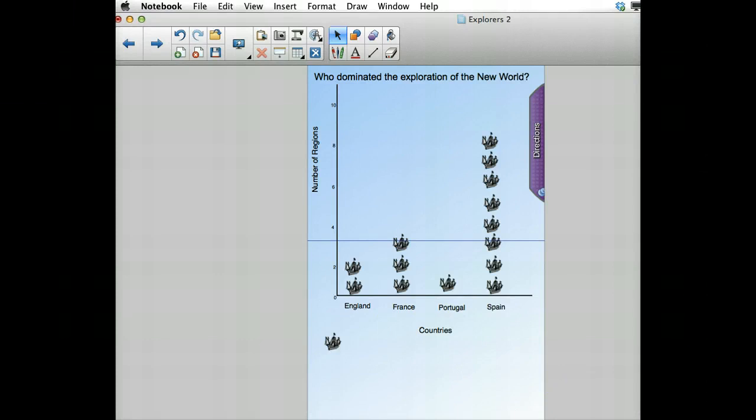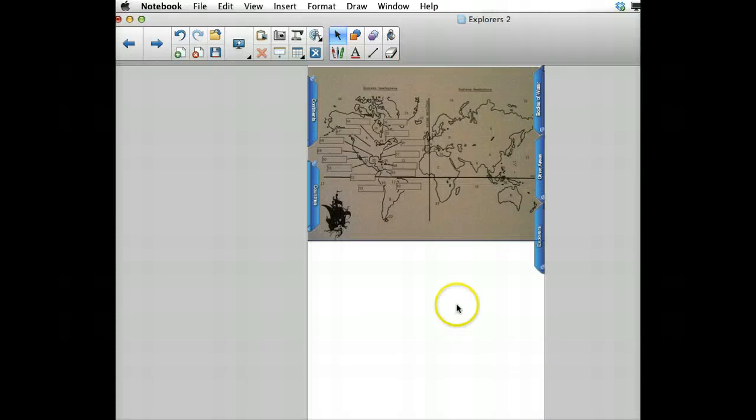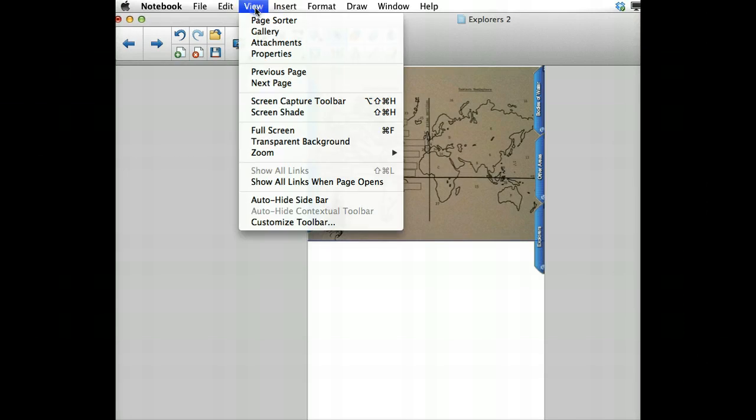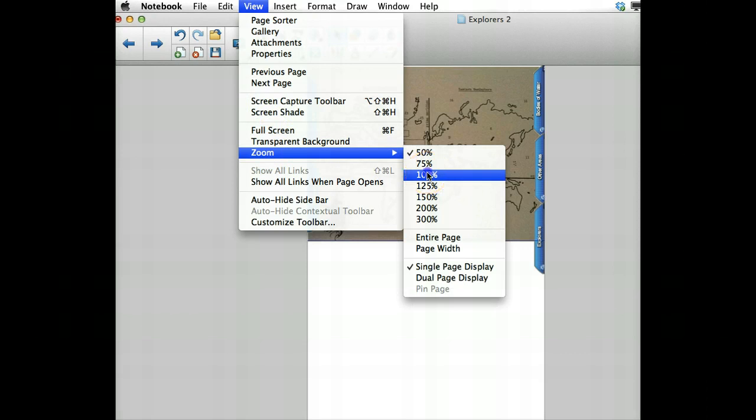The next part of the lesson is a map. It is a map of the New World, and the students would have a copy of this map at their desk, and as we were filling in the map, they would follow along. So the directions are on the sliders. Let's zoom in here.